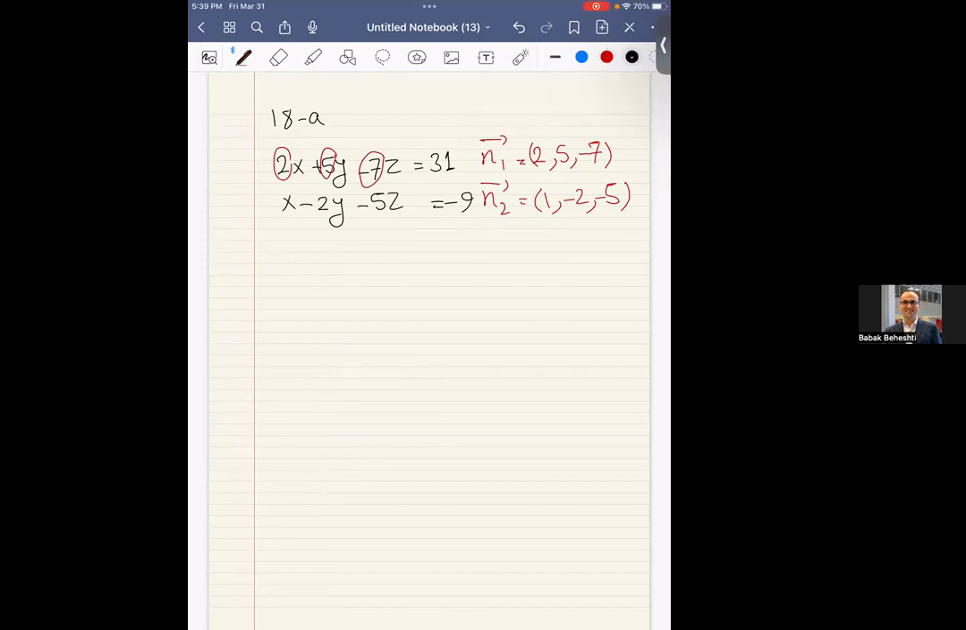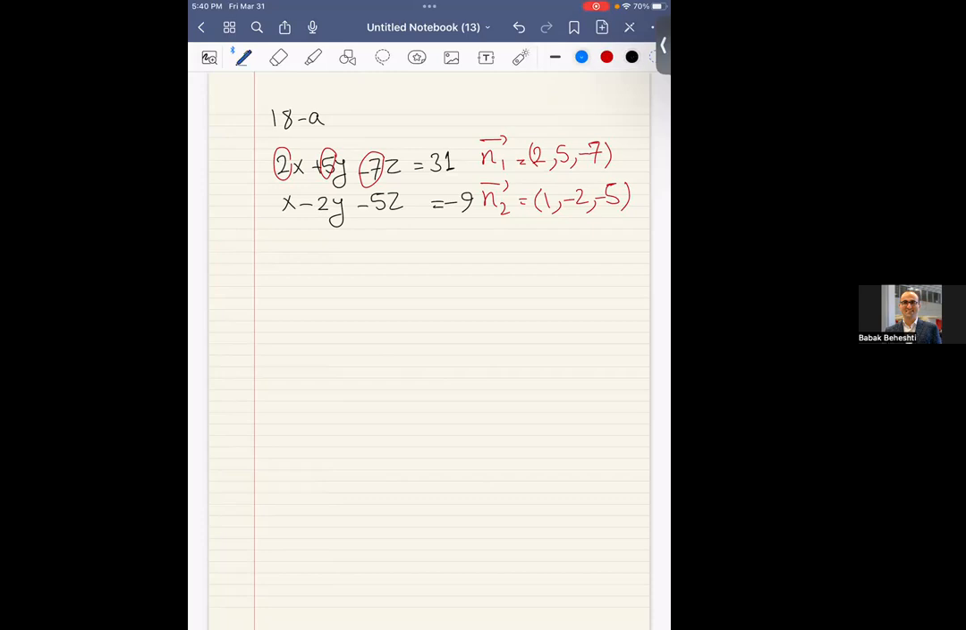Now the question is, can we find the line of intersection? So you have to solve these two equations, basically: 2x plus 5y minus 7z is 31, and x minus 2y minus 5z is minus 9. There are different ways. For example, you can eliminate one of the variables, either x, y, or z. Here I try to eliminate x.